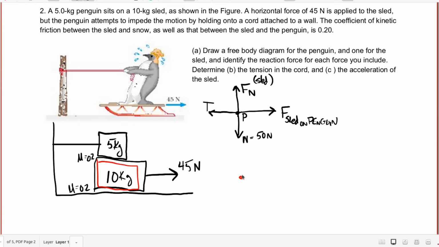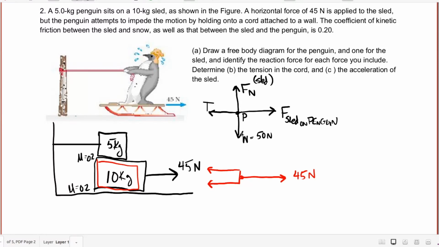Now let's take a look at the sled here, color coding. I've got a second free body diagram. Pulling to the right, obviously, is a force of 45 newtons. I have two friction forces, one due to the penguin and one due to the snow. So the top force is going to be counteracting. It's going to be proportional to a normal force. Which normal force is it? It's the force that the penguin exerts on the sled.